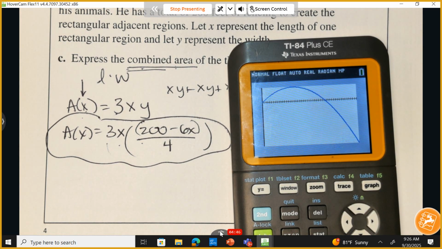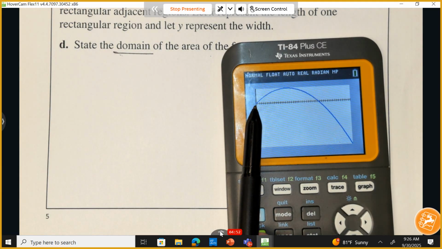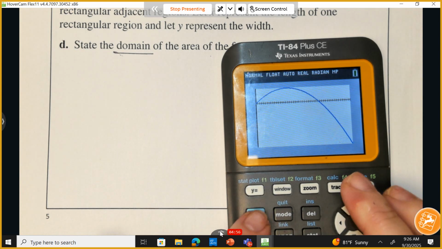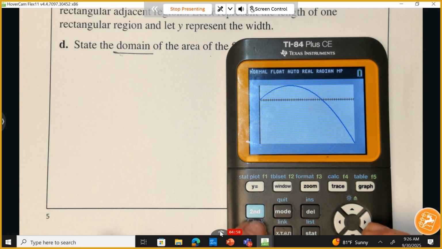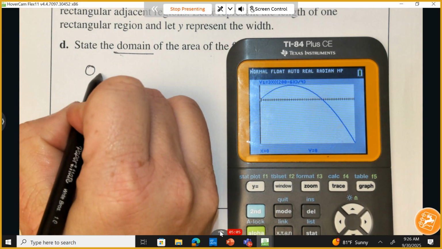I can see the entire parabola. Now, in order to figure out the domain, I need to first figure out what the zeros are. It appears like one of the zeros is 0, and I can verify that by hitting second, calculate value and typing in 0. Yes, 0 is one of the zeros. I'm going to come back to it in a little bit.